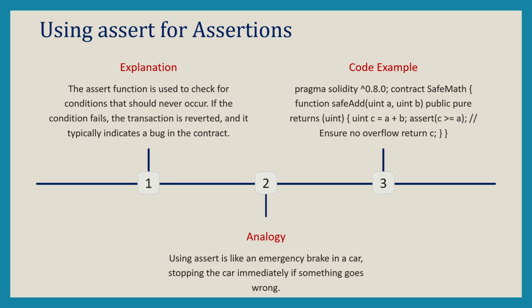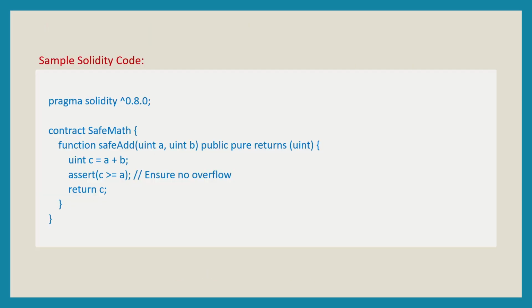It's an emergency brake in the analogy given, right? It's an emergency brake that stops the car immediately if something goes wrong, right? That's how in trains you have emergency brakes, in cars you have emergency brakes, right? They'll notice a fault in the system and they'll stop completely. The transaction will be reverted, right? So again, it is used to check for conditions that should never occur.